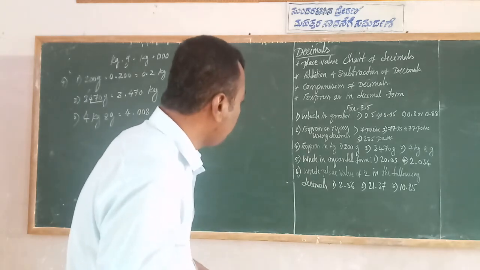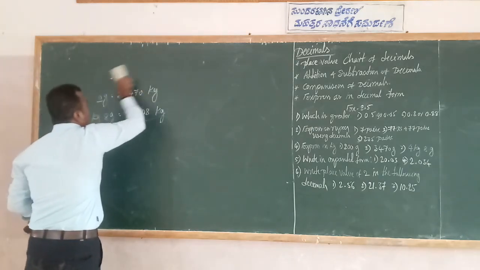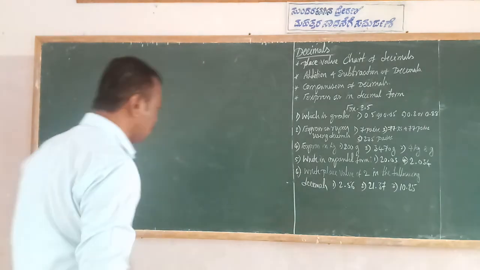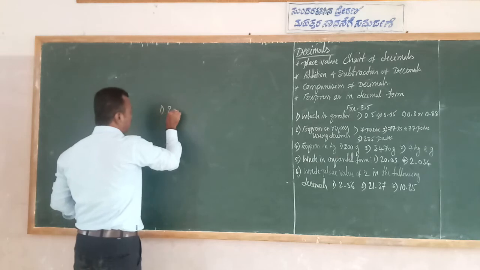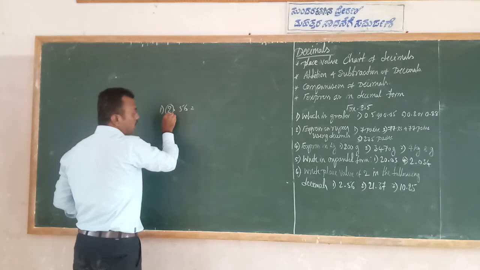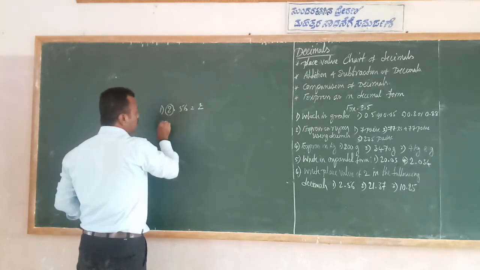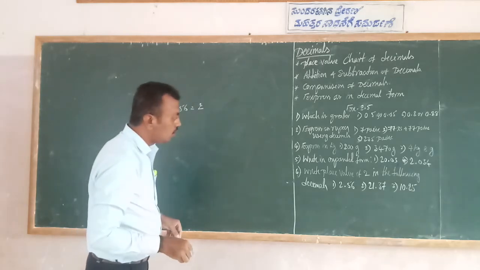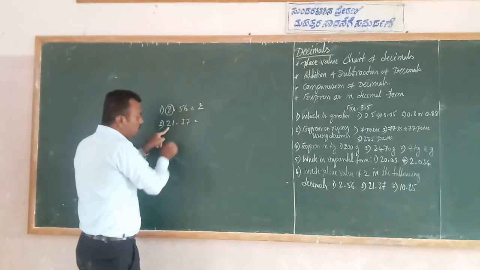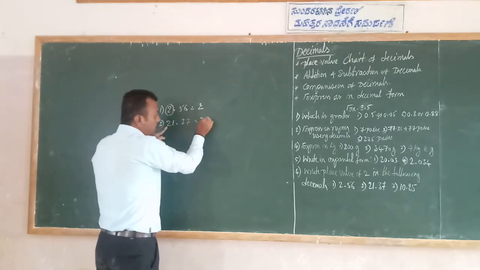Write the place value of 2 in the following decimals. First one, 2.56. What is the place value of 2? 2 is in the 1's place. Therefore the value of 2 is 2. Next, second one, 21.37. 2 is in the 10's place, therefore the value of 2 is 20.